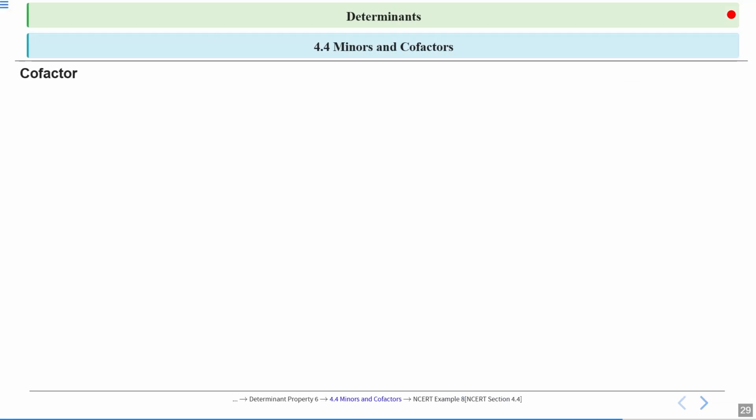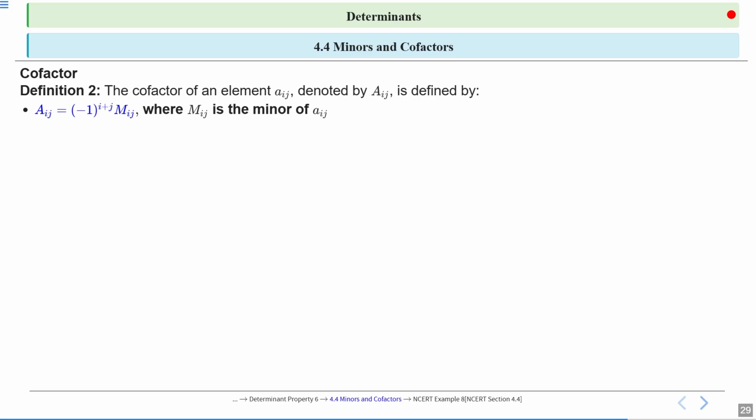Now the second term is cofactor. The cofactor is also defined for a particular element of a determinant, denoted by Aij, and is defined by Aij equal to minus 1 to the power i plus j into Mij, where Mij is the minor of aij. So if we calculate the minor, we just multiply with minus 1 to the power i plus j, where i and j are the indices of the element for which we have to calculate the cofactor.